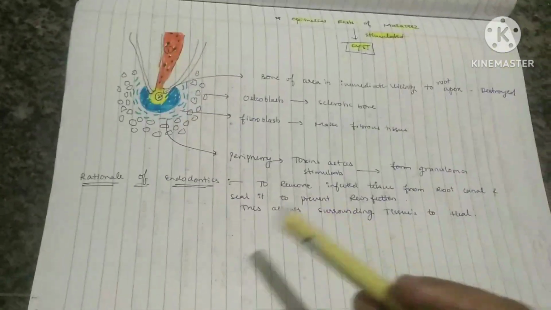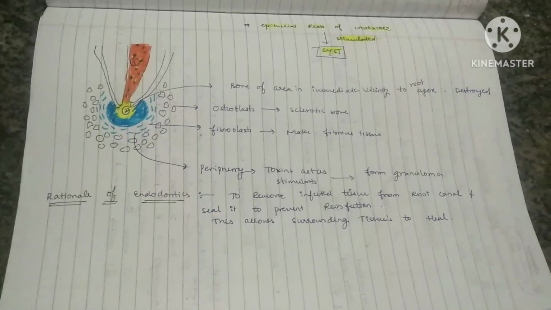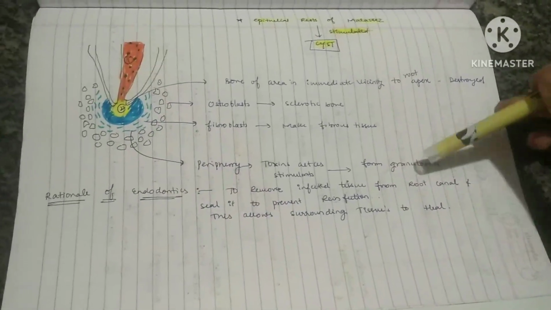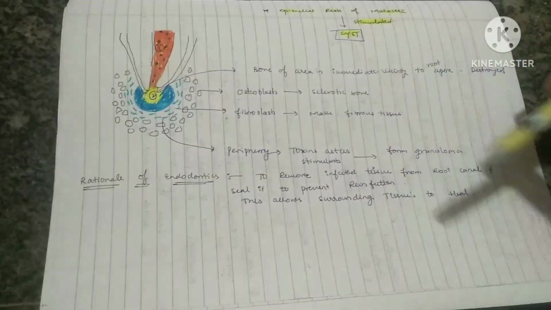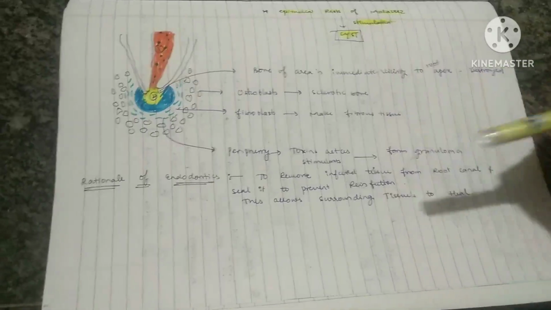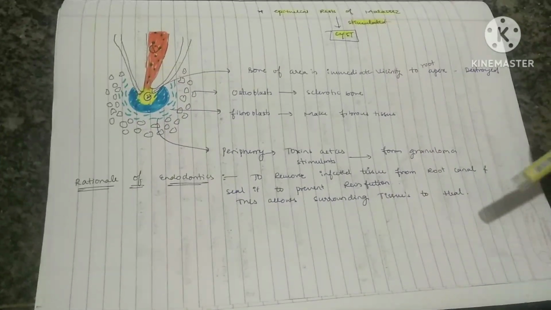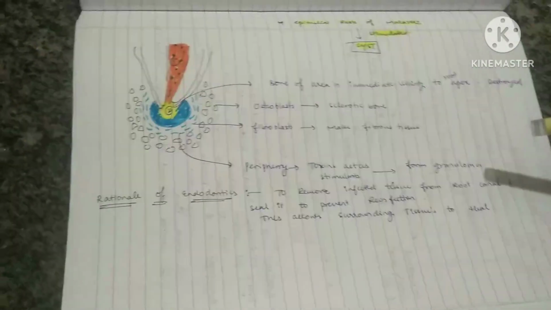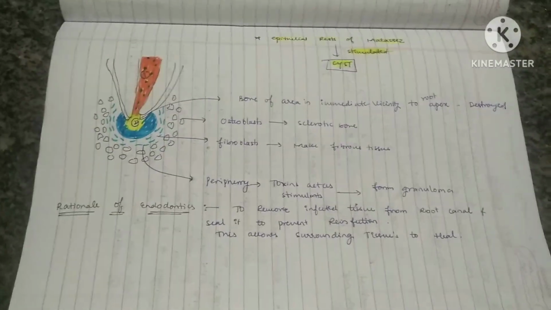So here we have the definition of rationale of endodontics. It is to remove the infected tissue from the root canal and seal it to prevent reinfection. It also allows the surrounding tissue to heal, right? So this is all about the rationale of endodontics, okay? And the zones of fish.